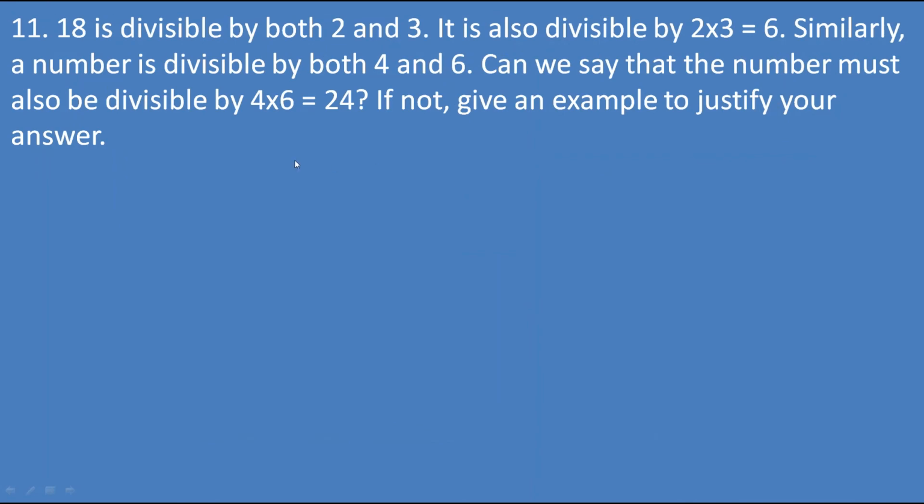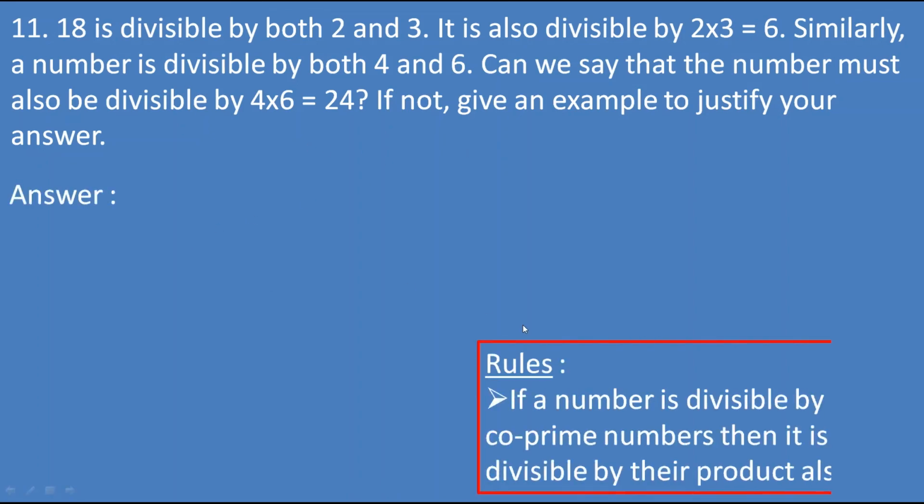18 is divisible by both 2 and 3. It is also divisible by 2 threes are 6. Similarly, a number is divisible by both 4 and 6. Can we say that the number is also divisible by 4 sixes are 24? If not, give an example to justify your answer. Now, we just found the rule: if a number is divisible by two co-prime numbers, here 2 and 3, both the numbers are co-prime numbers, therefore the number is also divisible by their product 6.